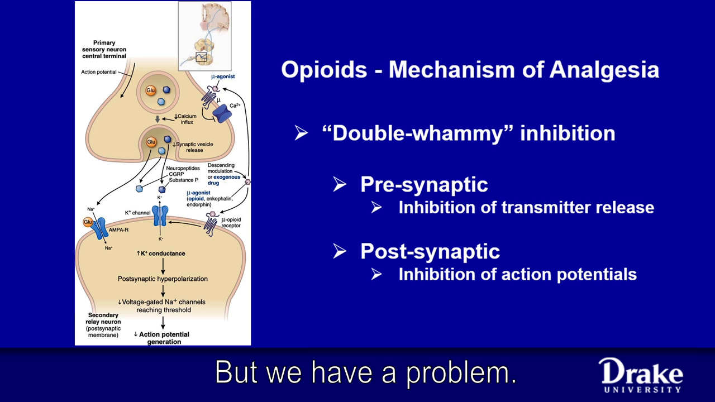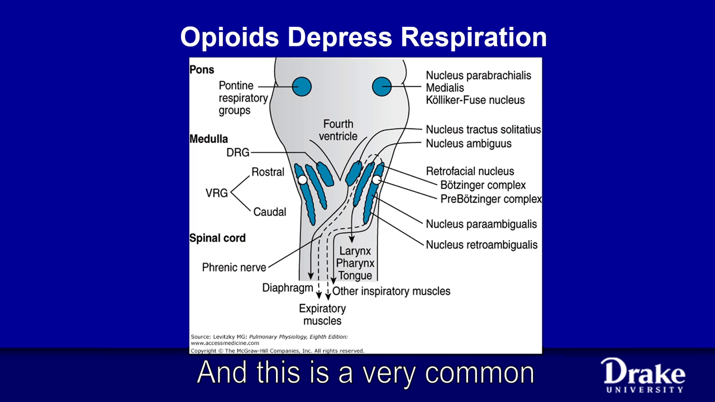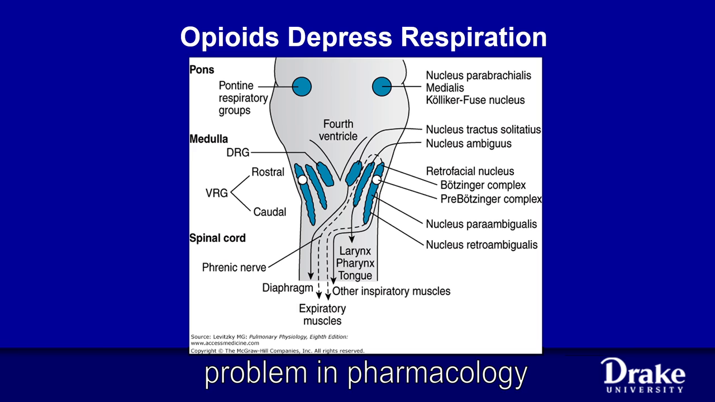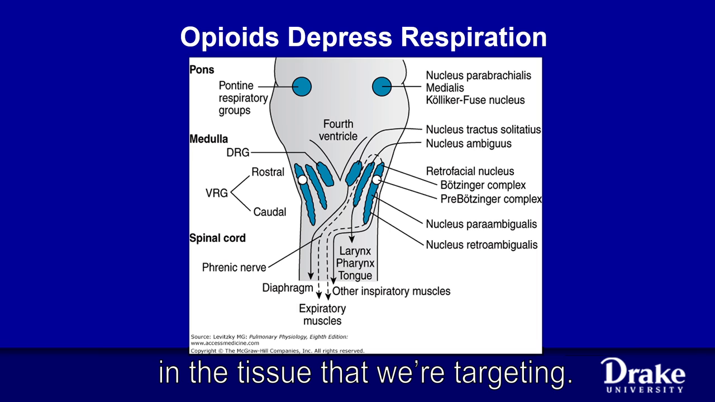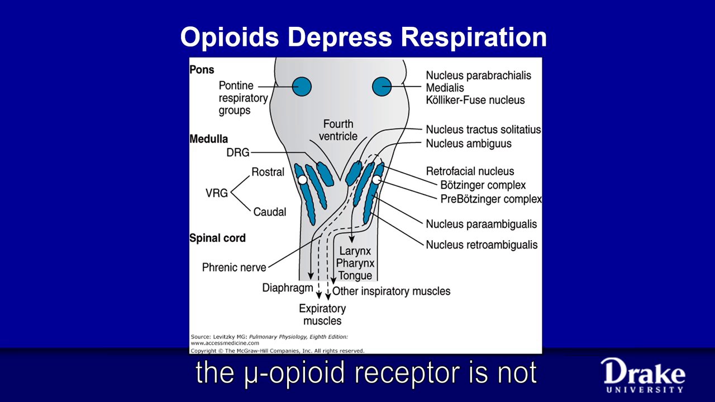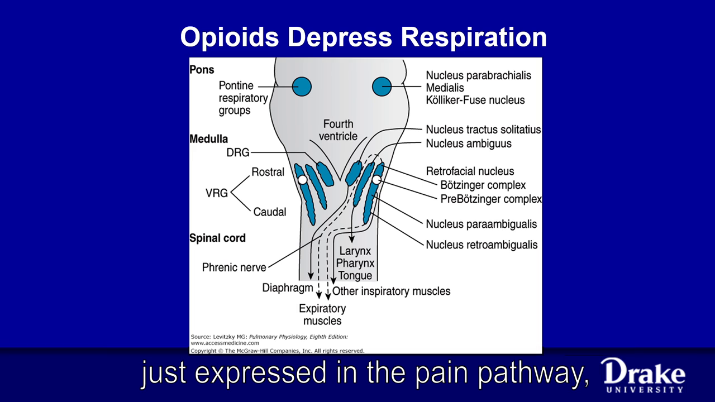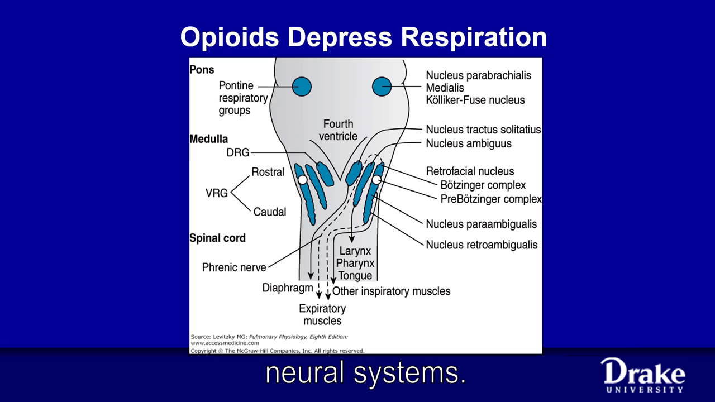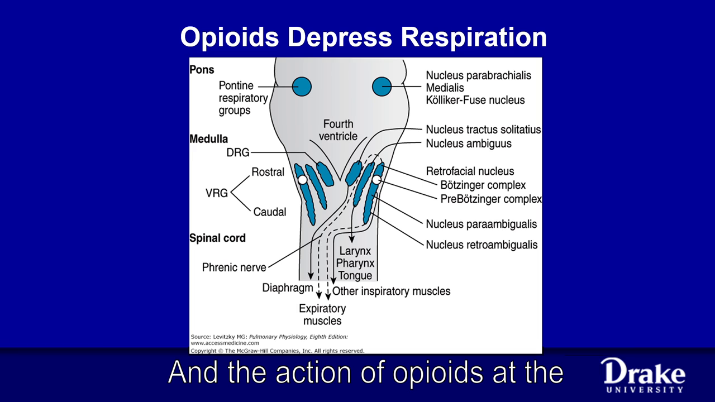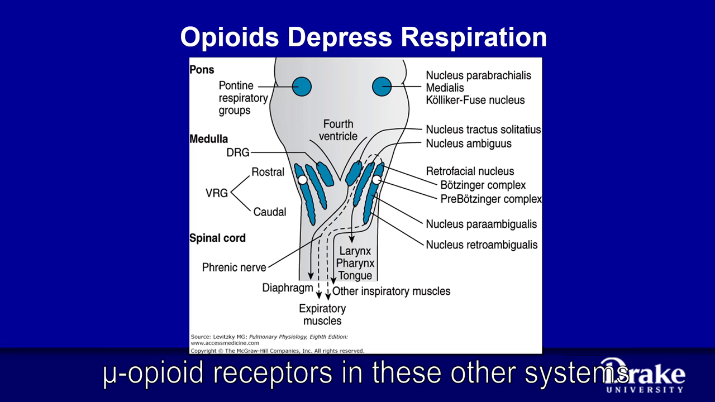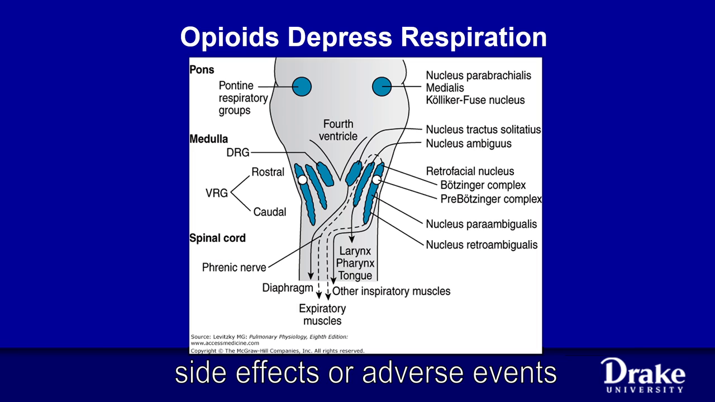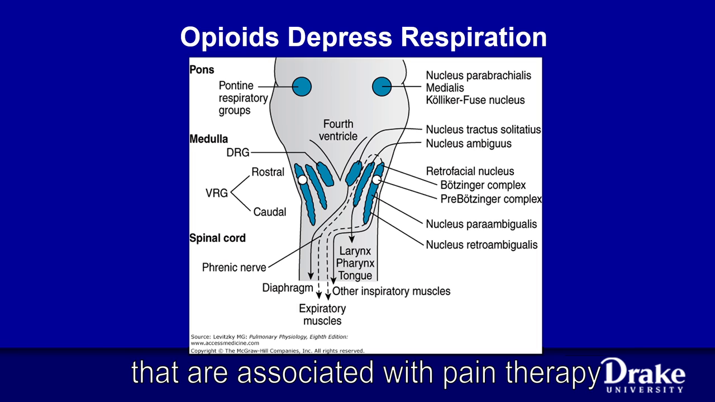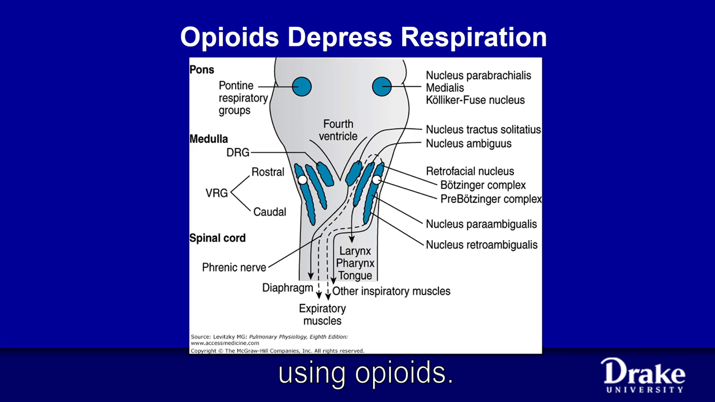But we have a problem. And this is a very common problem in pharmacology, in which our therapeutic target is not only located in the tissue that we're targeting. In other words, the mu opioid receptor is not just expressed in the pain pathway, but in other neural systems. And the action of opioids at the mu opioid receptors in these other systems is responsible for some very serious side effects or adverse events that are associated with pain therapy using opioids.